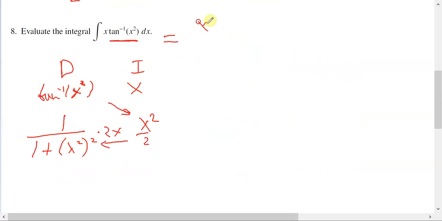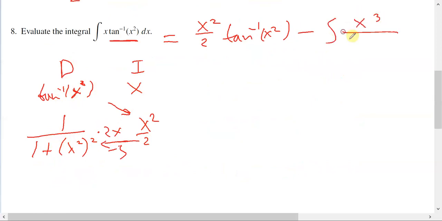So this is going to be x squared over 2 times tangent inverse of x squared. And then we've got minus the integral here. Well, the 2's are going to cancel. The x's are going to turn into x cubed, so I'm going to end up with minus the integral of x cubed over 1 plus x to the fourth, because x squared squared is x to the fourth. And then I've got to figure out how to do that integral, but hopefully you can see that's basically the derivative of x to the fourth.